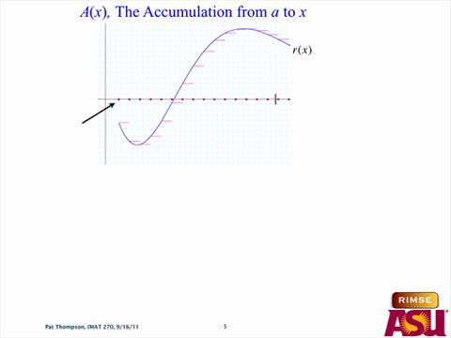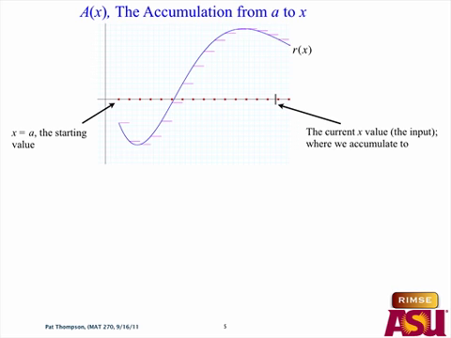What's that? A, starting point. What's that black bar represent? Yeah, so it's where we're accumulating to, okay? And we call that the current value of x. So we think of x increasing, right? And then we pause life and we say, okay, that's the current value of x, or the input, where we're accumulating to.